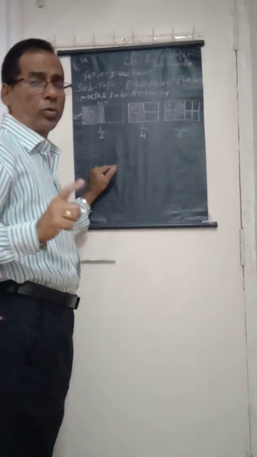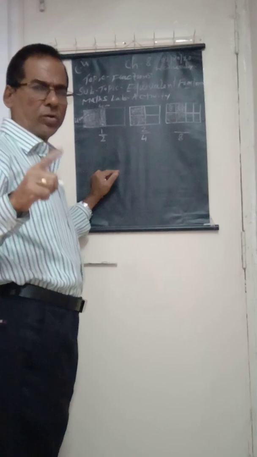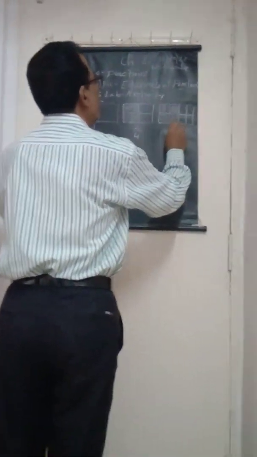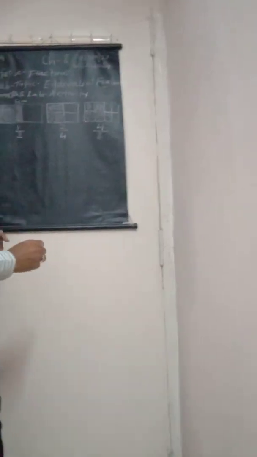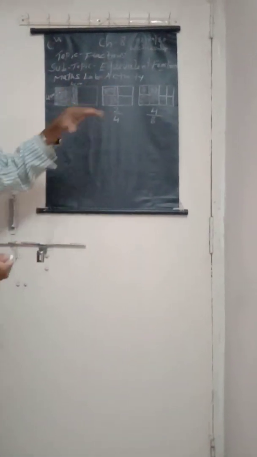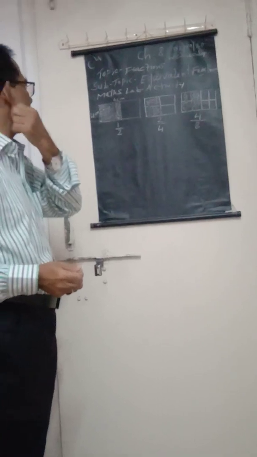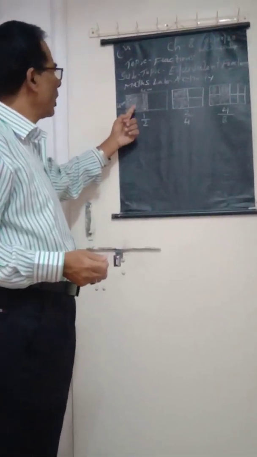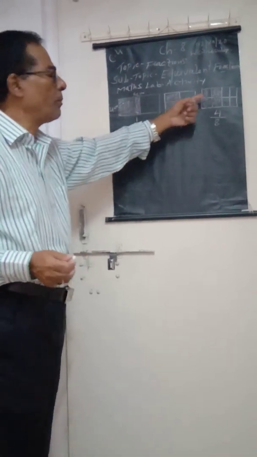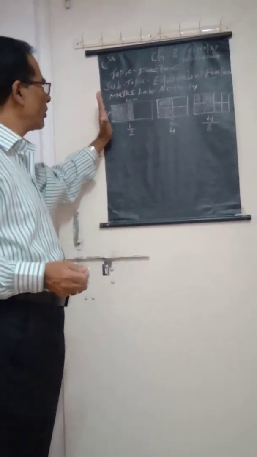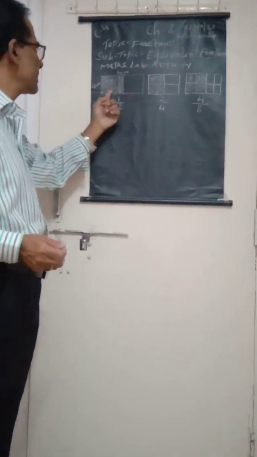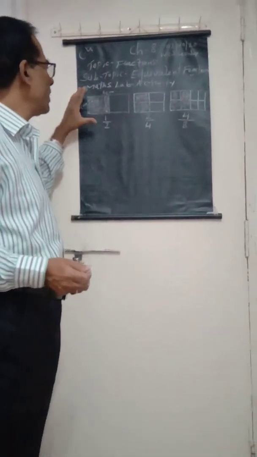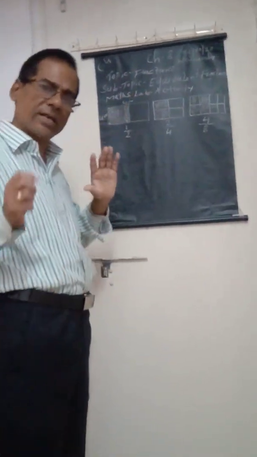So I taught you that total parts will be the denominator, and how many parts are shaded? 4 parts are shaded. But here you see with your eyes, as an eyewitness, that in every rectangle I have shaded the half portion only. See, this is half portion, this is also half portion, and this one also half portion. So ultimately the shaded part is half only.